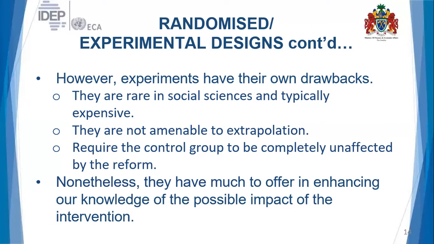They also require the control group to be completely unaffected by the intervention or reform or program. But in most of the social sciences programs, food security programs, or nutrition programs, it may be very difficult to completely have a control group that has not been affected by that program. Somehow, there may be some interactions between the control group and the treatment group, the group that has received the intervention. Nonetheless, experimental designs have so much to offer in bringing out knowledge of the possible impact of intervention.